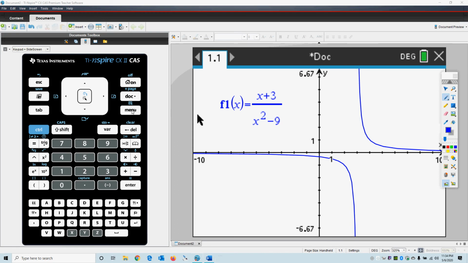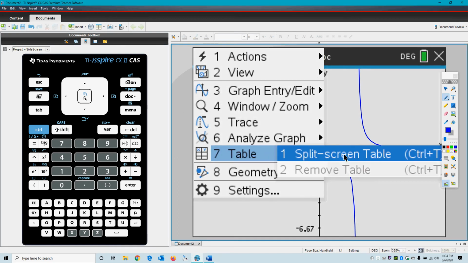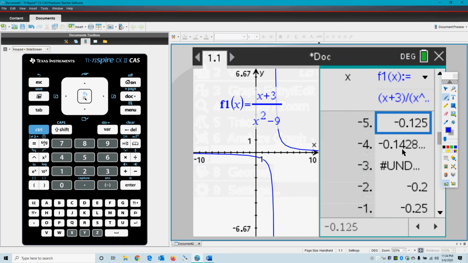However, if you check the table of values, menu, table, split screen, and you go to negative 3, you can clearly see it's undefined. There's actually a hole there, okay? Any value before or after, like negative 3.1, negative 2.9999, all of that, those exist, but that one exact one does not.